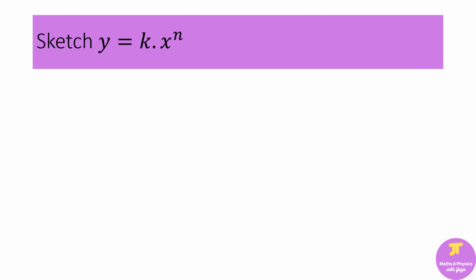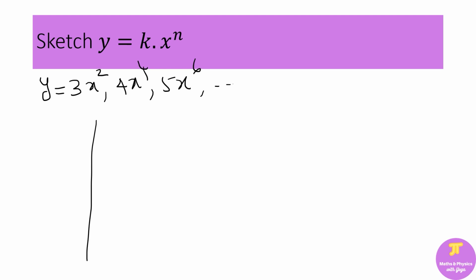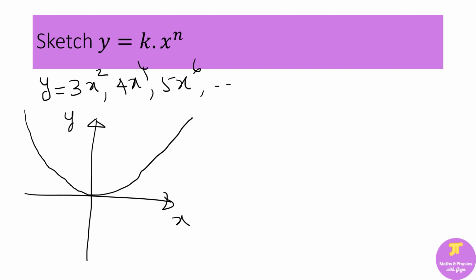Let's look at the even numbers. So for example, y equals 3x squared or 4x to the power 4 or 5x to the power 6 and so on. If you take even powers, that will take shapes like this, right? Same as quadratic. As long as this is even, it will take a convex type of graph.